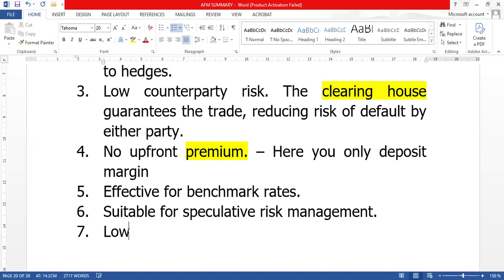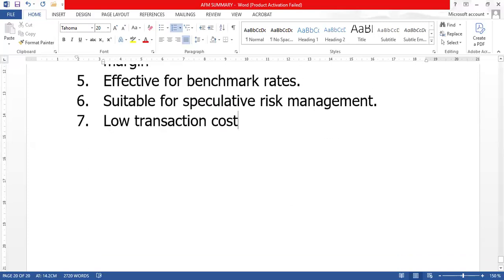Like the low transaction costs. It is also one of the points, because here you will not incur a lot of money in terms of looking for brokers and all that. So just to summarize on the merits.